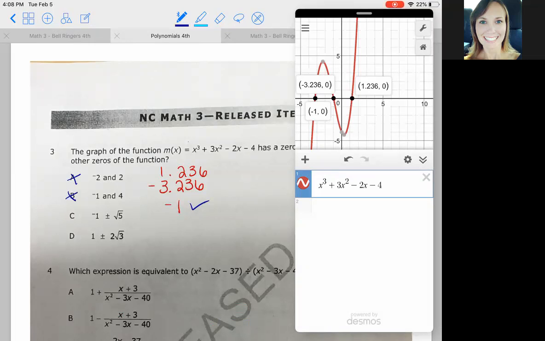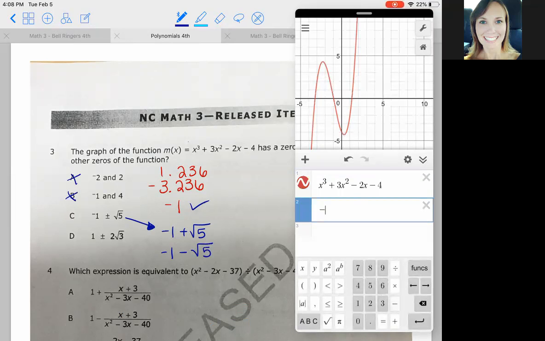So you can test out C and D using Desmos. So I could type in -1 plus the square root of 5, and I can also do -1 minus the square root of 5 and see what those decimals are and if they actually match the 2 that I'm trying to find. And if they don't, I would move on to test part D. So let's see what we get.